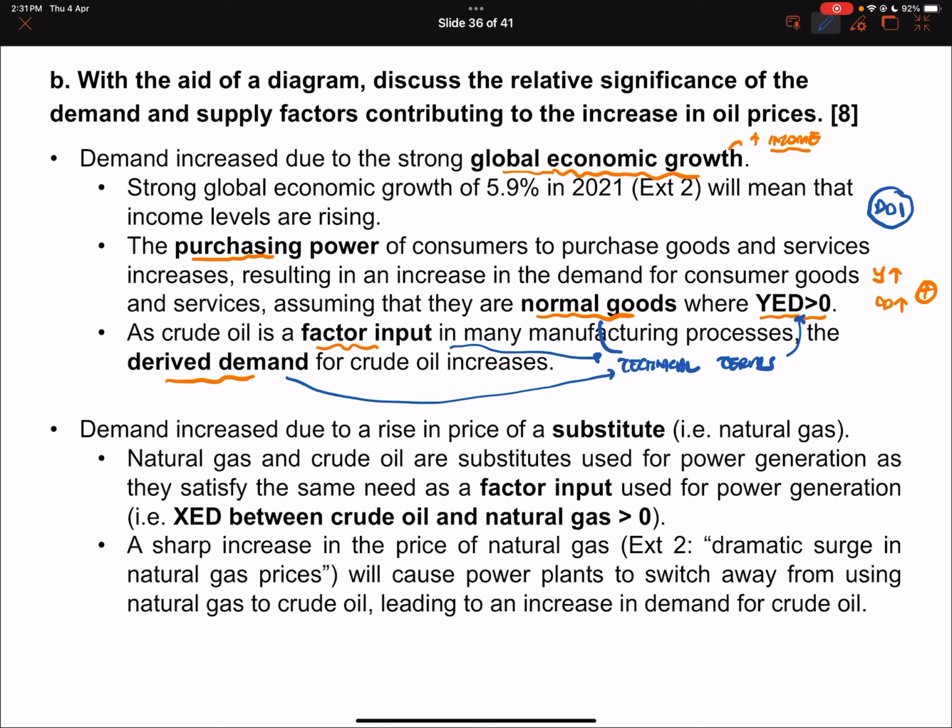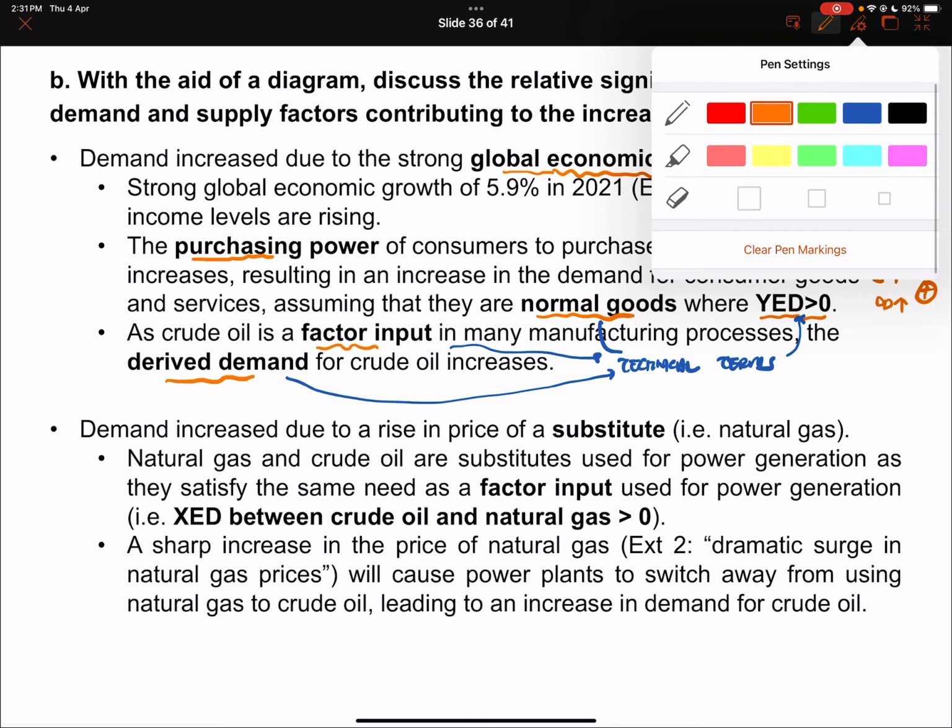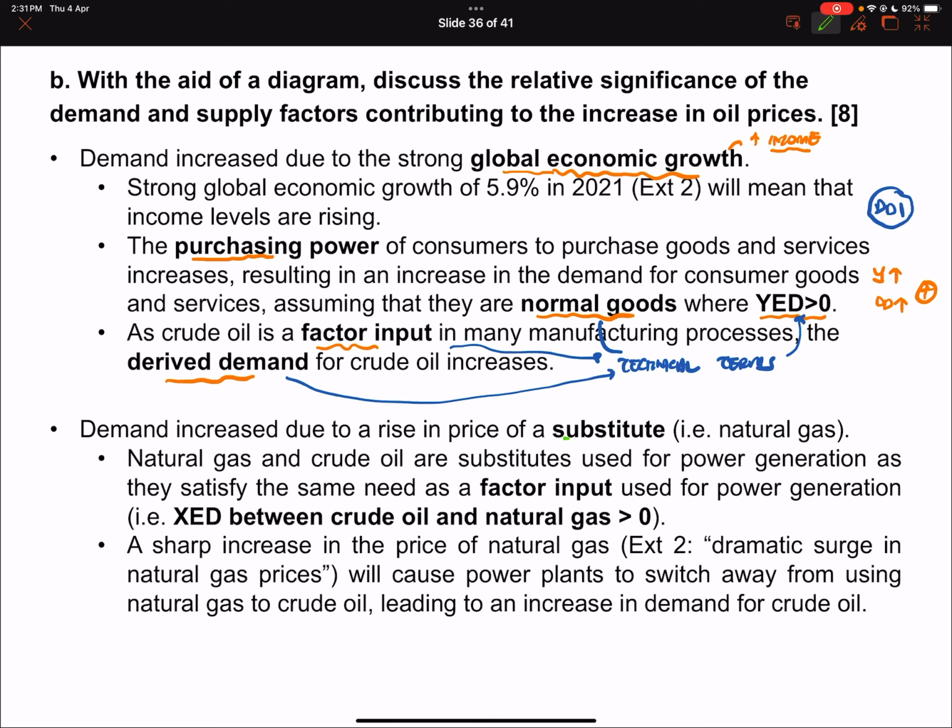Apparently there's also an increase in demand because of another factor. Let's use a different color, which is the rise in the price of a substitute. The substitute here is natural gas. Substitute means you either use one or the other. If natural gas is more expensive, you substitute it with oil. You have to explain why it's a substitute: they are needed in the same way as a factor input for power generation. If you've learned XED now, you know that the XED of substitutes is more than 0. They satisfy the same need as a factor input. This is your explanation.